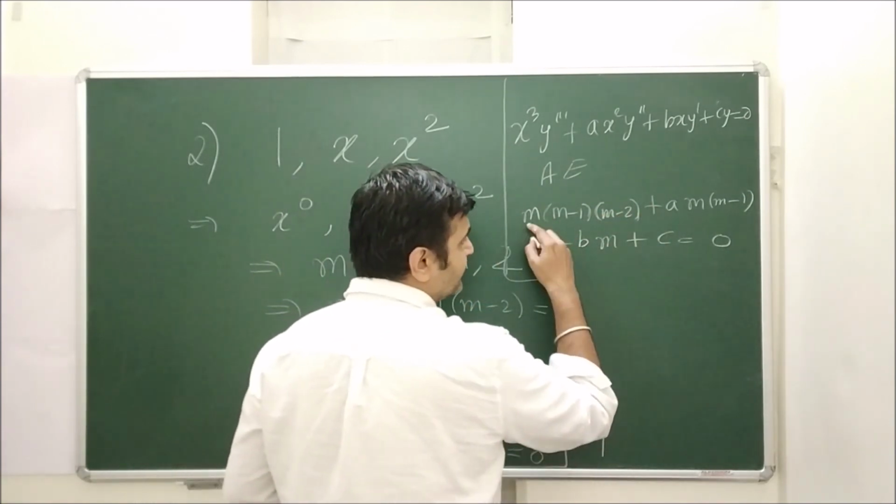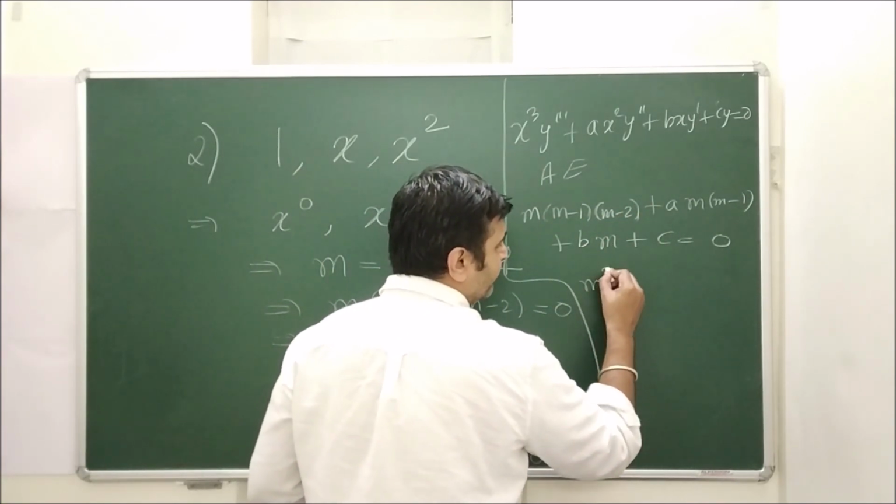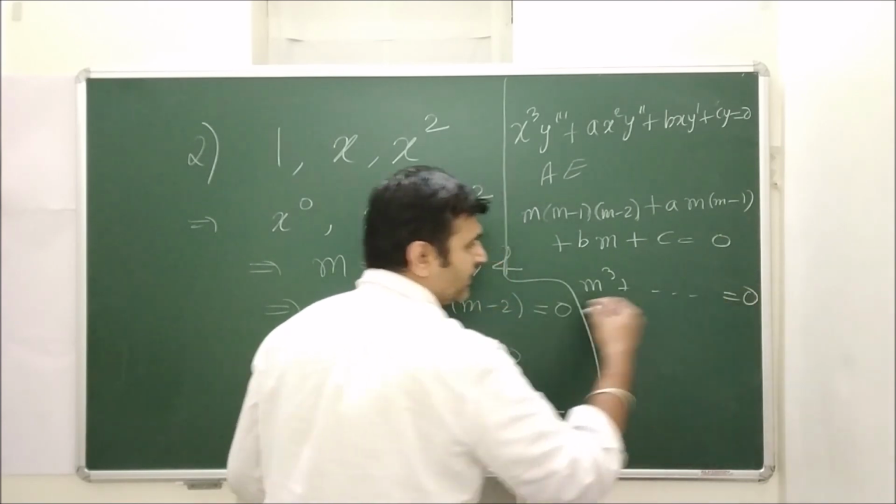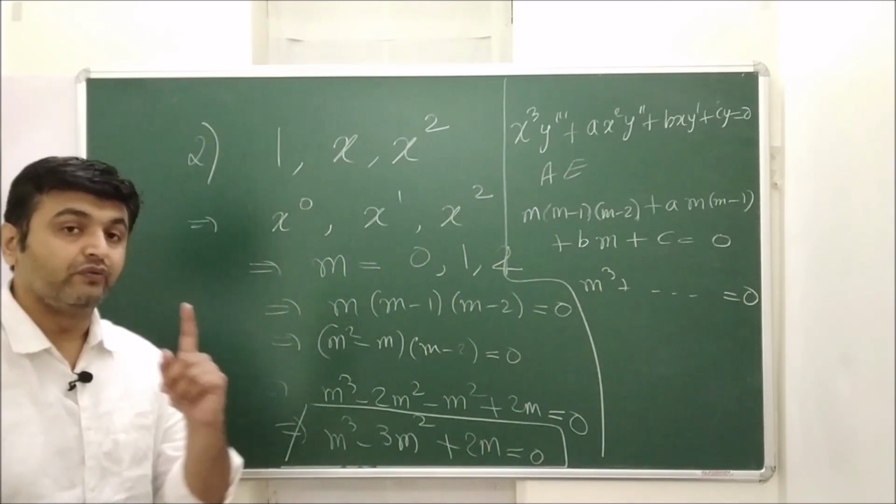And now you expand this. This is what you expand. You get m cube plus something equal to 0. Now here is the first homework.